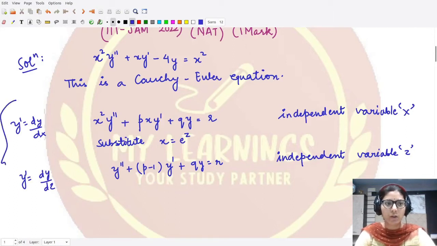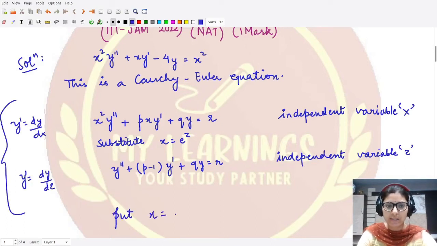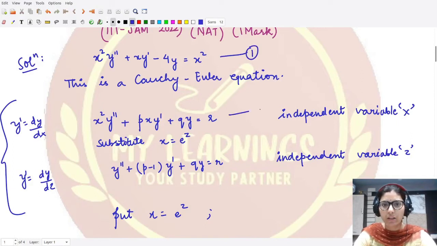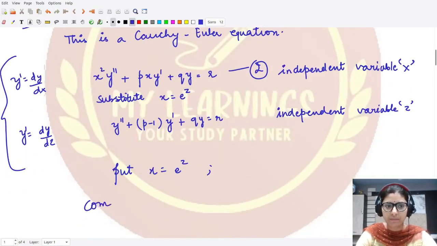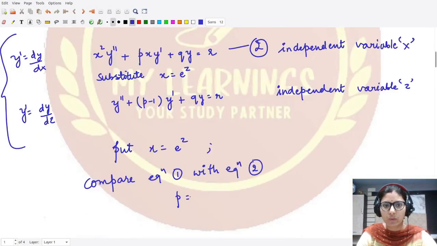So this is how we solve our question. Because this is a Cauchy Euler equation, we substitute x equal to e to the power z. Comparing the given equation 1 with equation 2, we have the value of p equal to 1 and the value of q equal to minus 4.